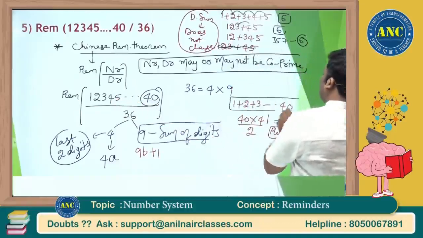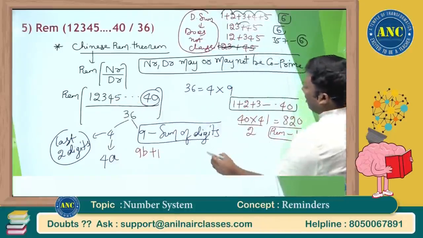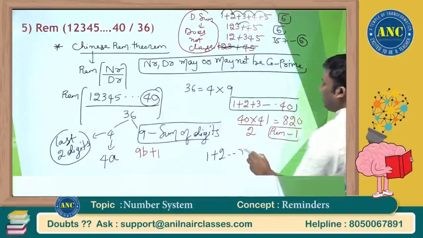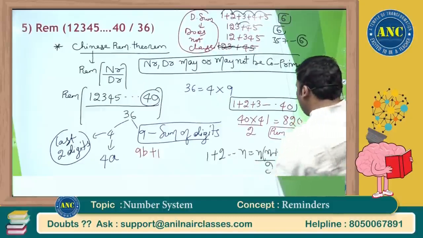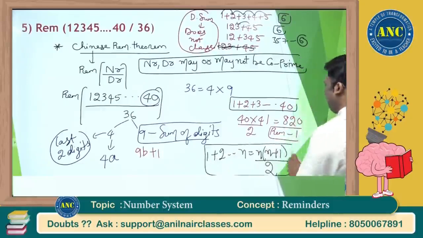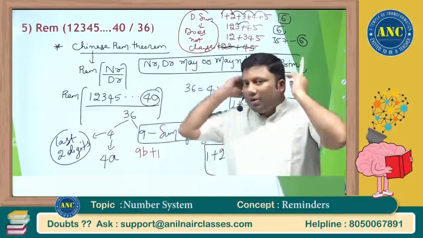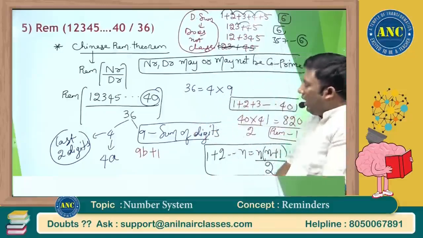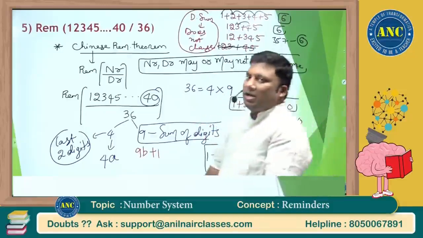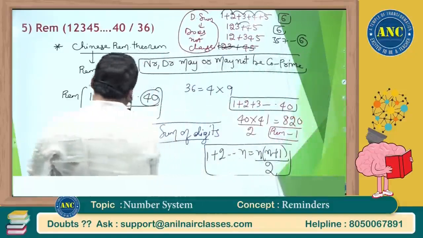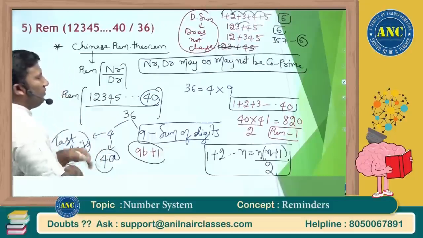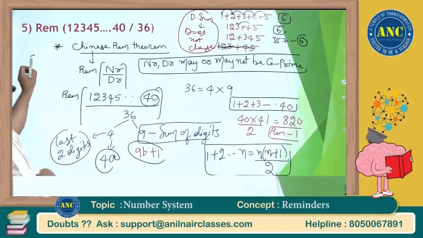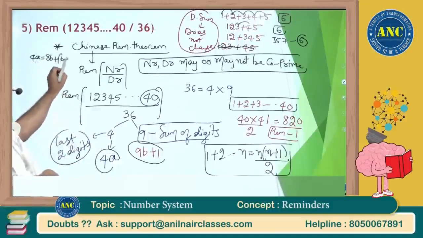The sum of the digits is 1 plus 2 plus 3 and so on up to 40. The sum of the first n natural numbers is n into n plus 1 by 2. 40 into 41 by 2 is 820. 820 is 8 plus 2, 10. So when divided by 9, it is of the form remainder 1. So 4a is equivalent to 9b plus 1, that is 8b plus b plus 1.